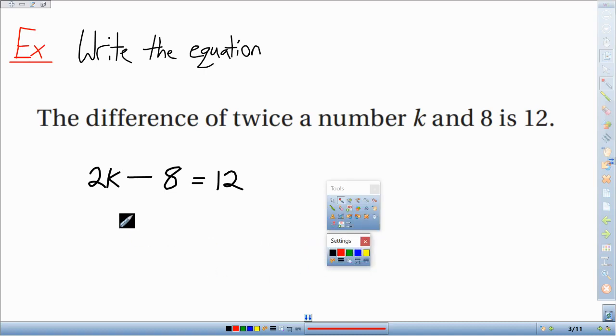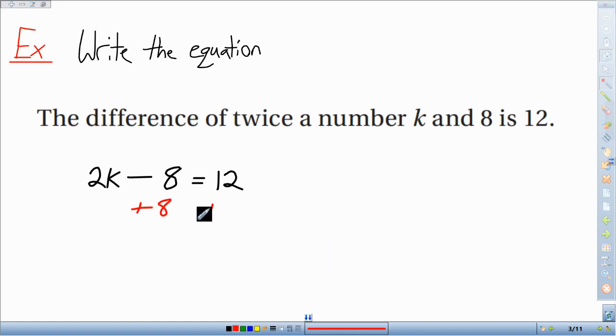We're dealing with addition and subtraction first, and then multiplication and division, working our way through. So always deal with addition or subtraction. This 8 is being subtracted. I want to get rid of it, so I'm going to do the opposite operation. I'm going to add 8. And remember, whatever you do to one side of an equation, you have to do to the other to keep things balanced. So these 8s cancel out. I like to cross them out. We're left with the 2k on the left, and on the right we can add these together, 20.